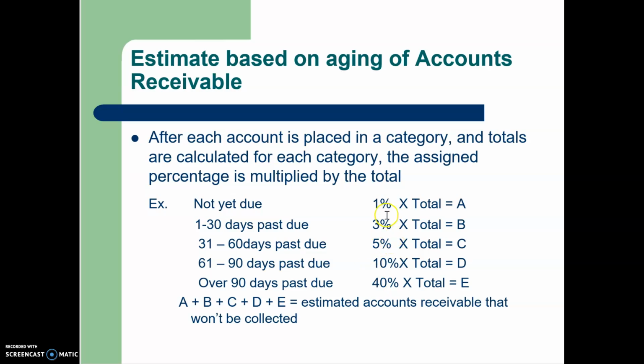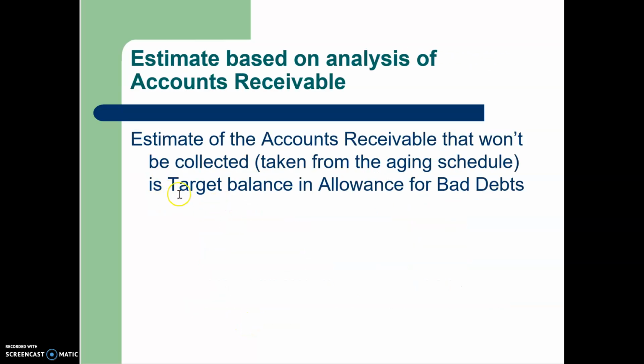Then we'll multiply the percentages by the total from the categories, and we'll come up with what we estimate isn't collectible for that category. If we add together all the amounts that aren't going to be collected, we'll get the total amount of accounts receivable that won't be collected. This amount is going to be the target balance in the allowance for bad debts.